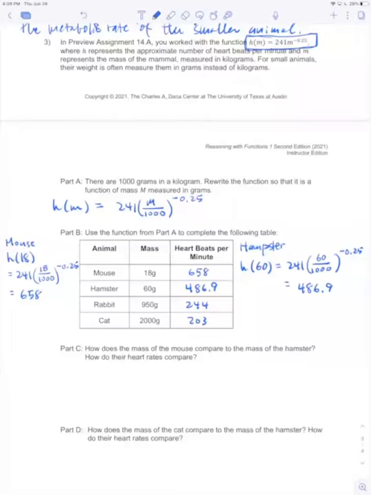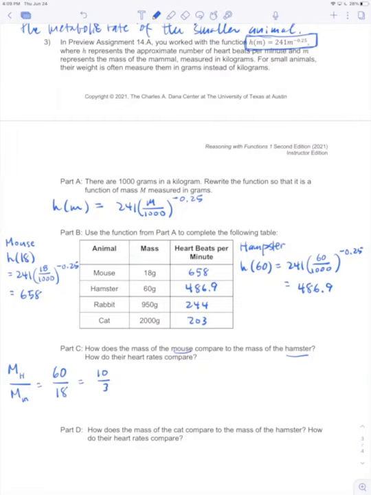Part C, how does the mass of the hamster compare to the mouse? We've always been putting the larger one first. So if we look at the mass of the hamster to the mass of the mouse, we're going to get 60 grams over 18 grams. And if we reduce that, 60 over 18 simplifies to 10/3. So that tells us that the mass of the hamster is 10/3 that of the mouse.